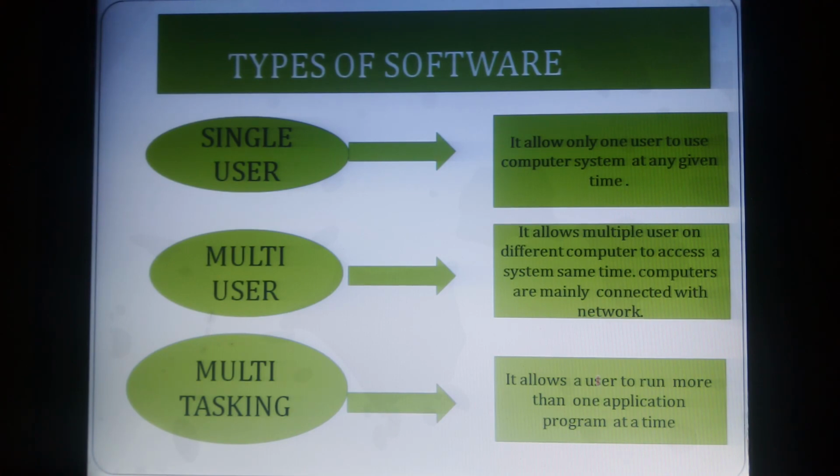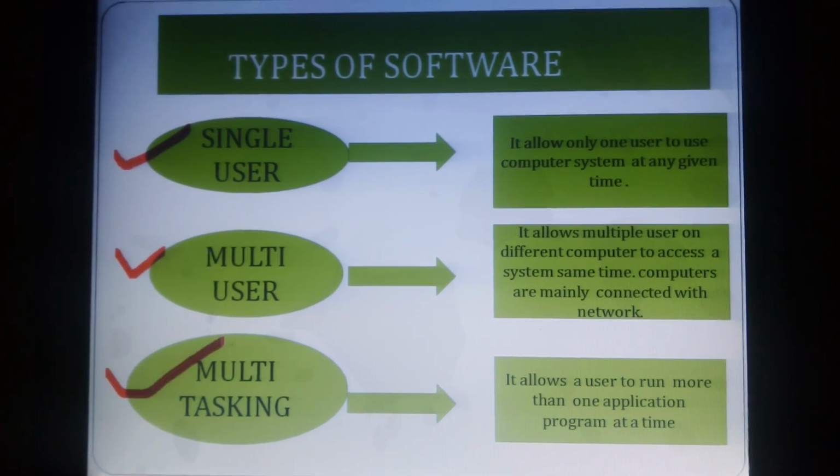Now we are discussing types of software. Mainly three types are there: single user, multi-user, and multitasking. Single user means you are the only one who uses it. Multi-user means many are using it. Multitasking means it is something different. Now children, remember this.